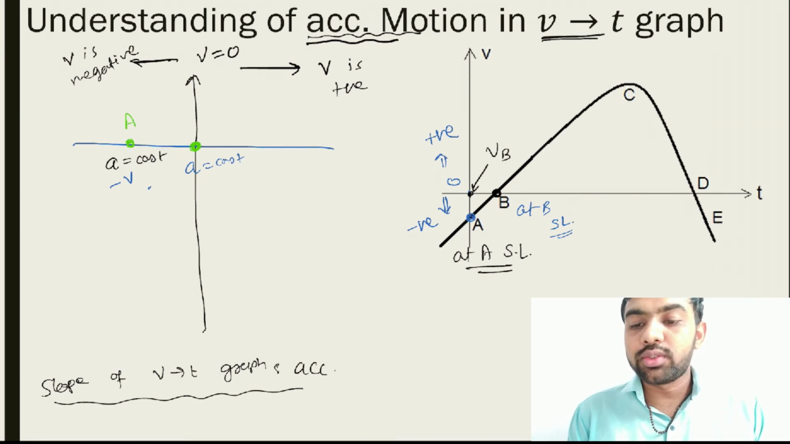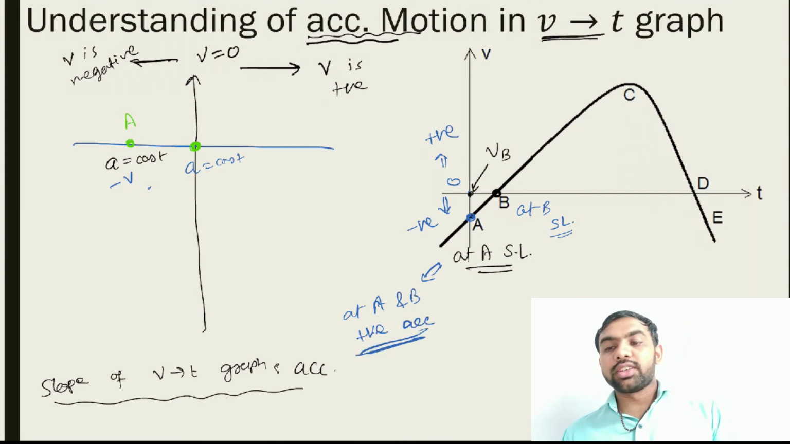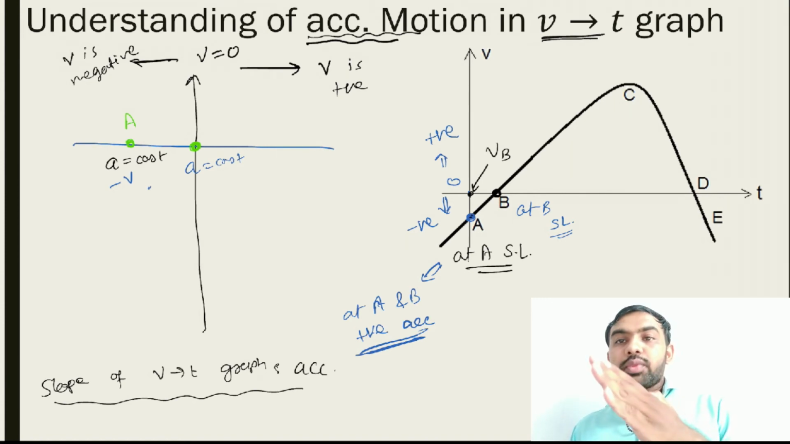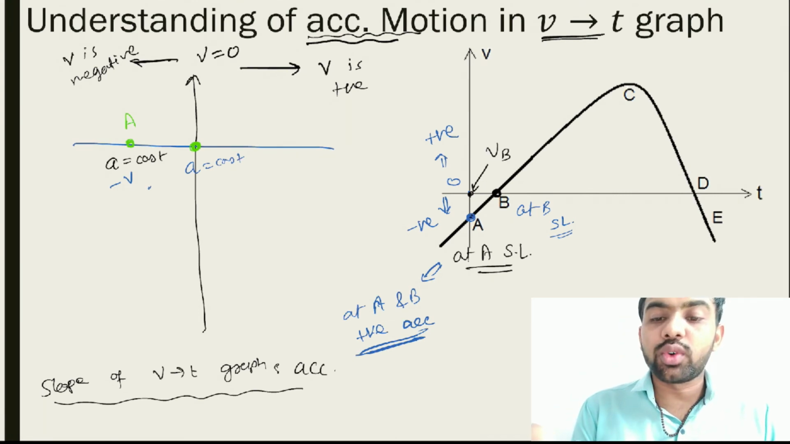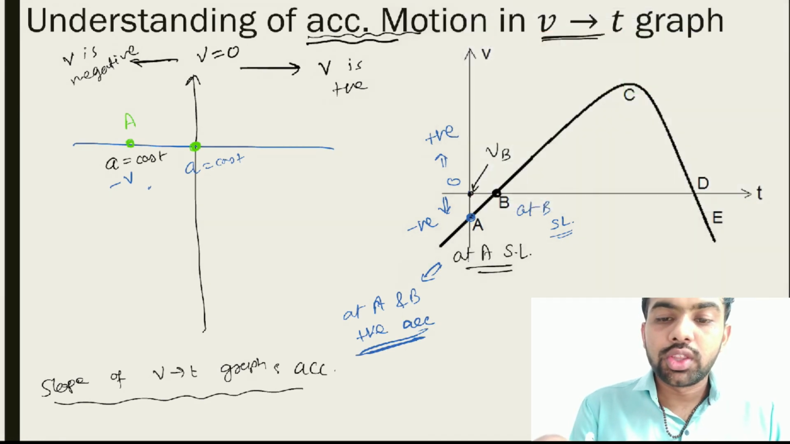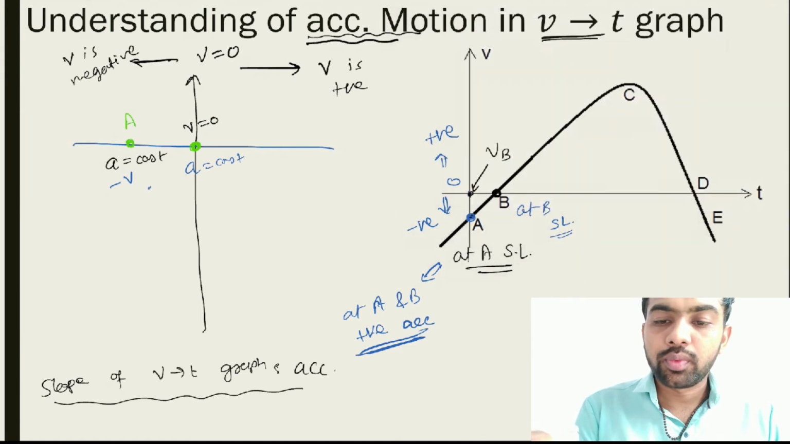So write down this one: at A and B, positive acceleration. Why? Slope is positive. Slope is positive, so acceleration is constant, but both the accelerations are positive. And here velocity is what? If you think about velocity, then velocity is equal to 0. This is the point B.